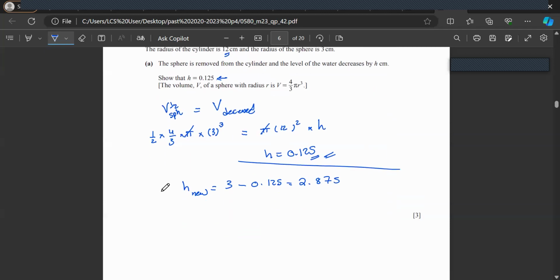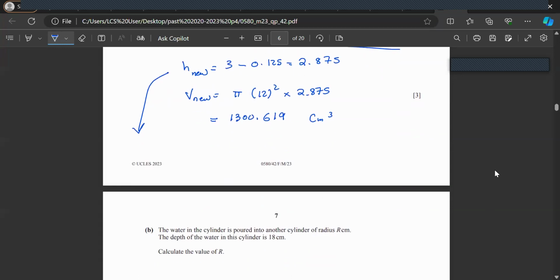Here I am doing something for the next question. The new volume, or the remaining volume, will be pi r squared, which is 12 squared, multiplied by 2.875. Or I can get it by subtracting the two volumes, also the same. So multiply by r squared, multiply by pi, equals 1300.619 centimeters cubed.